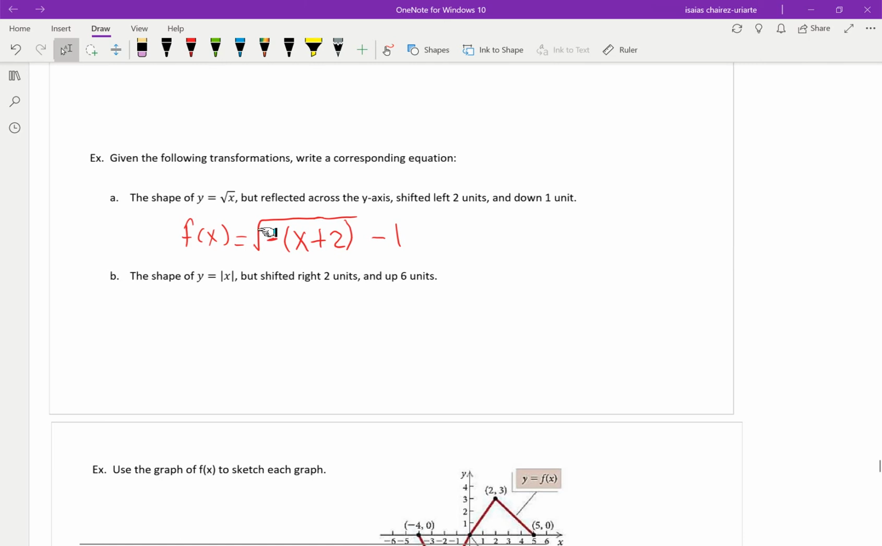Now you could, if you want to, distribute the negative in here. That would say negative x minus 2. But if you ended up with negative x plus 2 minus 1, that's incorrect, because remember, you have to factor out any number that's in front of your x, in this case negative 1. If I did that, then that would become negative x minus 2. Well, then this negative is a reflection on the y-axis, but x minus 2 is shifting my graph to the right, and that's not correct. We want to shift our graph to the left.